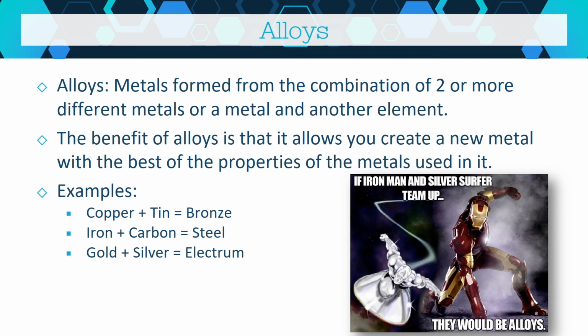And so some examples that you may not even realize are actually alloys would be, first of all, copper and tin. When you mix them together, you actually get bronze. If you take iron and carbon together, that's how you get steel. One that you probably haven't heard of is what happens when you mix gold and silver. You get something called electrum. So these are all examples where at some point someone's gone, I wonder what happens if we can make this better by mixing these 2 things together.